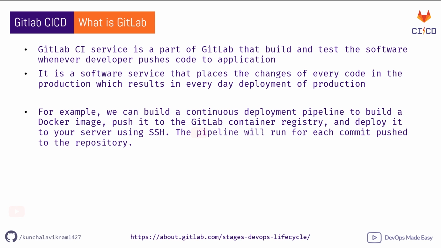For example, we can build a continuous deployment pipeline or CI/CD pipeline that builds your Docker image, pushes it to some container registry like GitLab, and then deploys it to the target environment using SSH. This pipeline will run for each commit pushed to the repository. That means whenever you push your changes to the repository, the source code will be cloned within your GitLab runners, then your app will be containerized, then it will be pushed to the container registry, and then it will go ahead with the deployment into the target environment.